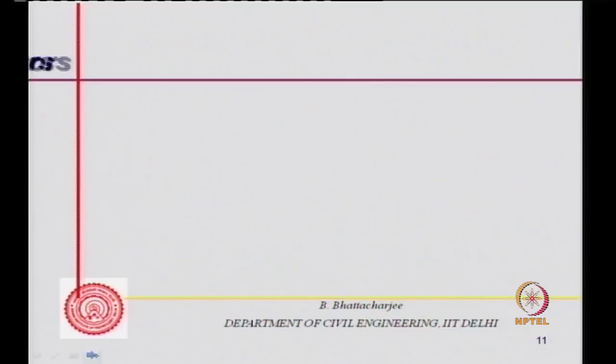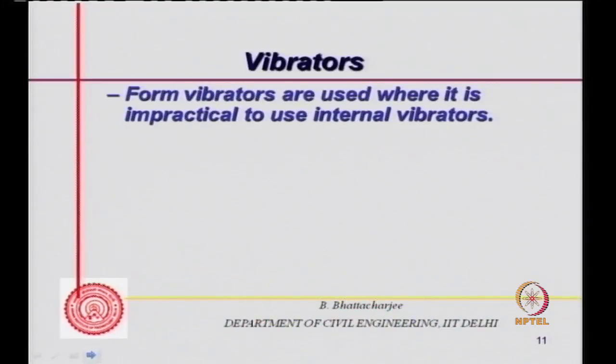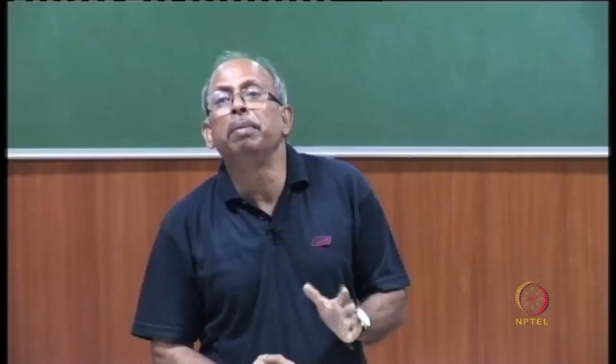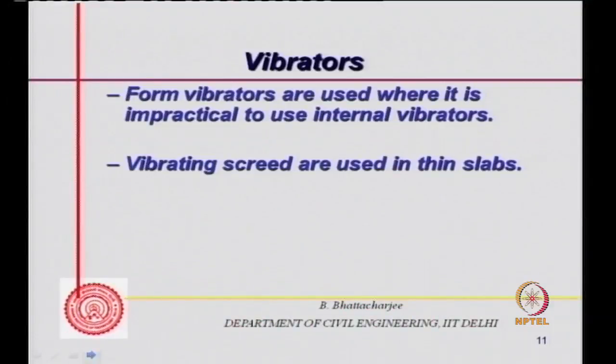So we have seen where we select the needle vibrator of what dimension. Now we can look into form vibrators. Where do we select them? Where it's impractical to use internal vibrators, or as a supplement to the internal vibrators. Vibrating screeds are used in thin slabs.